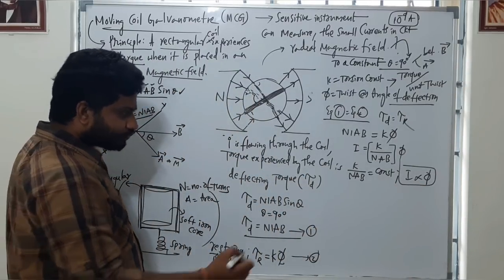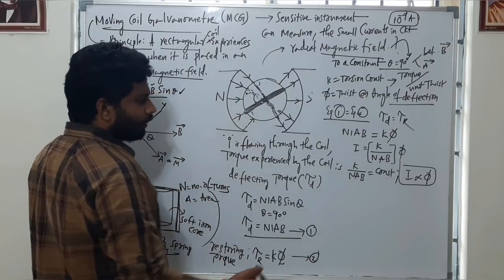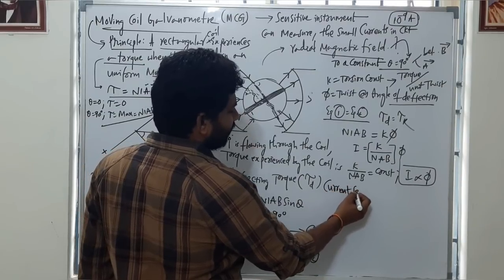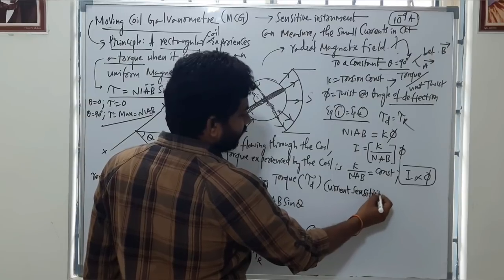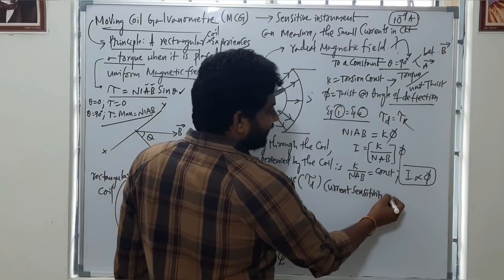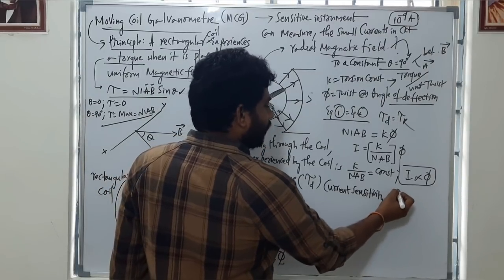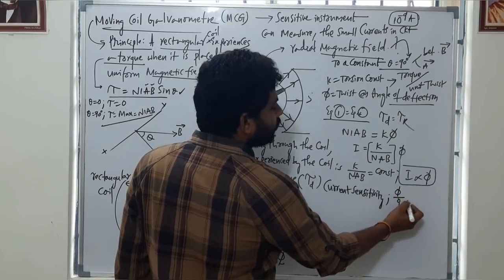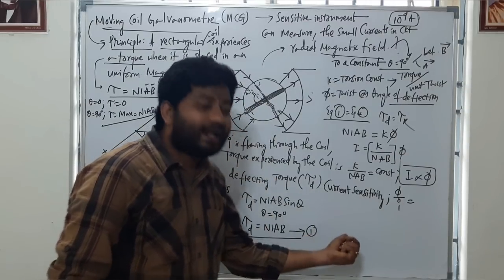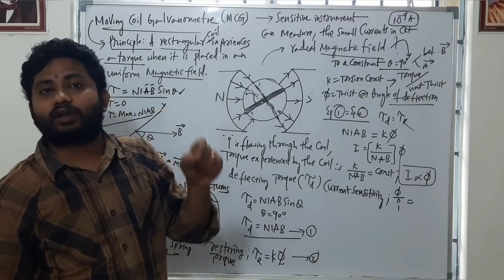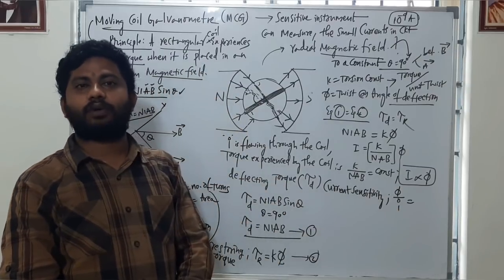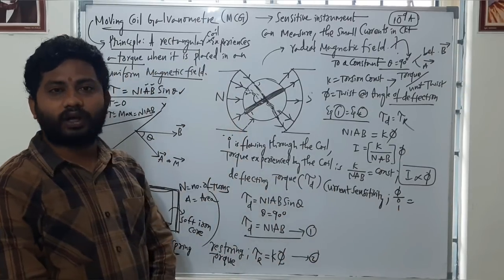Okay, now there is a concept called current sensitivity. What is that? Carefully see. This current sensitivity is equal to deflection per unit current. Unit current means what? 1 ampere. When 1 ampere current is passing through the rectangular coil, what is the deflection produced? The deflection produced per unit current is equal to the current sensitivity of this moving coil galvanometer.